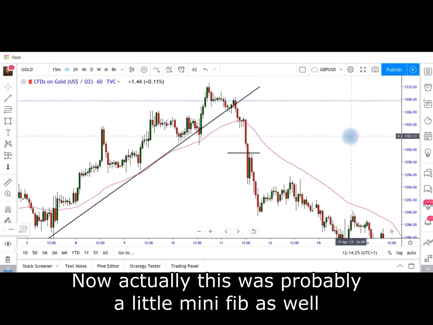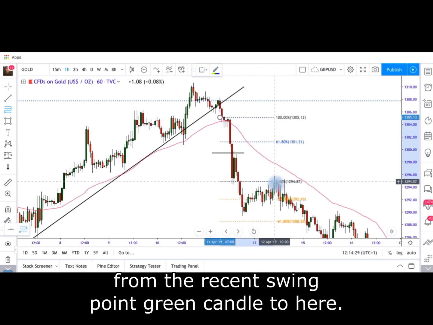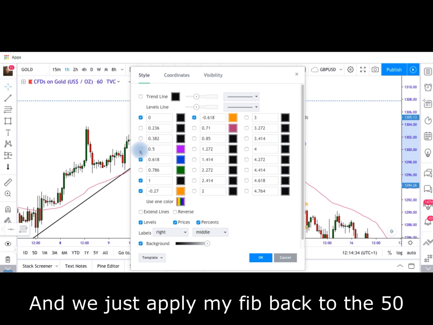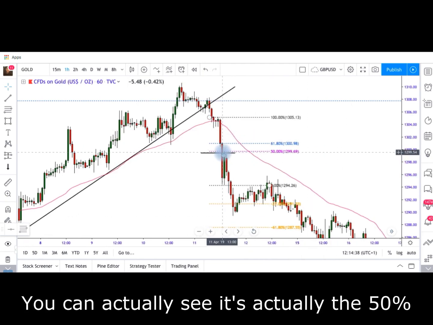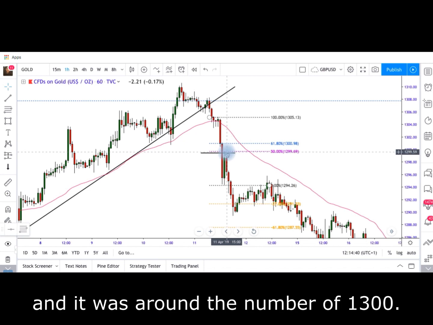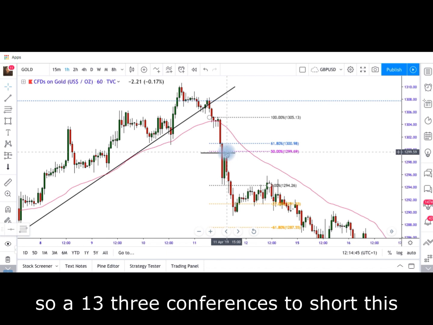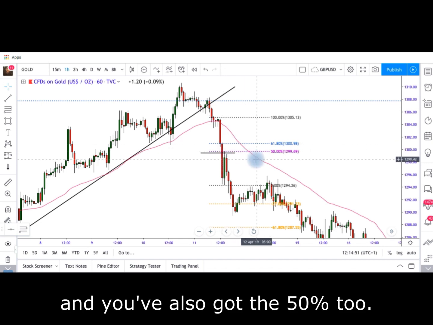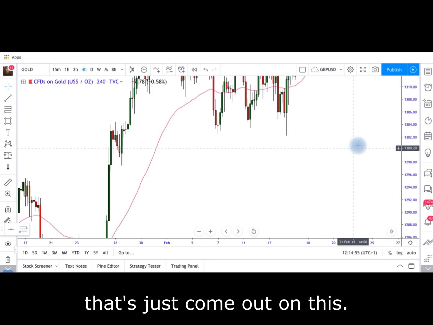Actually, this was probably a little mini fib as well, from the recent swing point green candle to here. Let me apply my fib back to the 50, because gold really likes the 50. You can see it's actually the 50%, and it was around the psychological number of 1300. There you go. I've picked out three confluences to short this: 1300, the retest of the 4 hour 50 EMA on the hourly, and the 50% too. But if you were on the 4 hour, let's just come out on this.